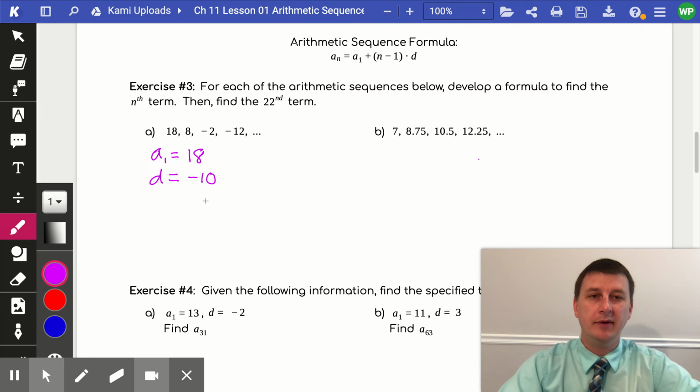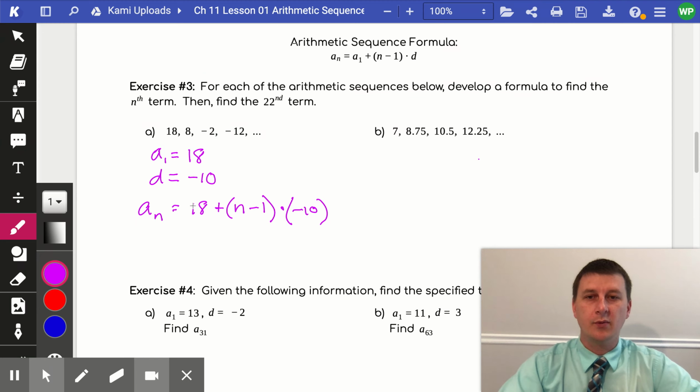So it says develop a formula to find the nth term. So when we're finding the nth term, everywhere you see an n is going to stay an n. So we're going to have a sub n is equal to, well, we know a sub 1 is 18, plus, well, there's another n, so it's going to stay n, minus 1 times the common difference, which in this case is negative 10.